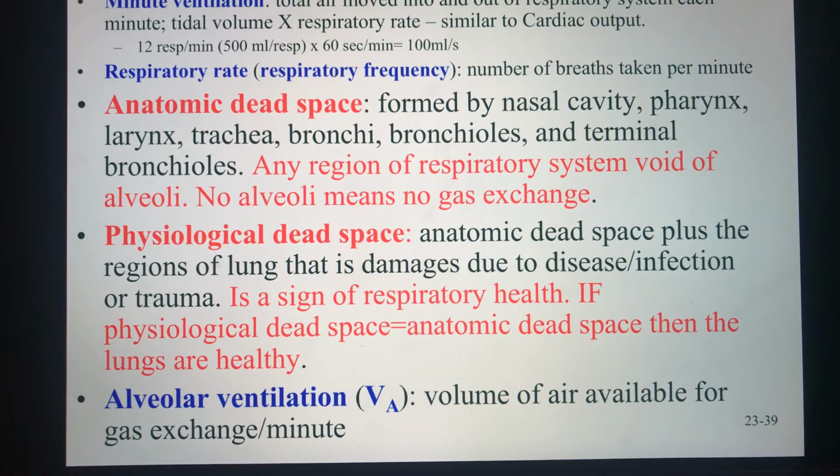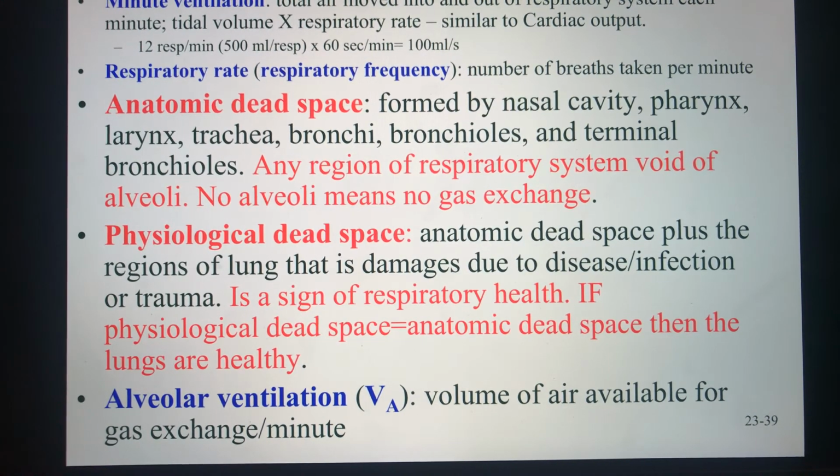The physiological dead space is dependent on your health. The anatomic dead space usually depends on your height, your weight, that kind of stuff, right? So two people of the same weight and height should have very similar anatomic dead space. Physiological dead space is different. That compares health. So if you have somebody that's 5'7", 160 pounds, and another person, 5'7", 160 pounds, they should have the same anatomic dead space.